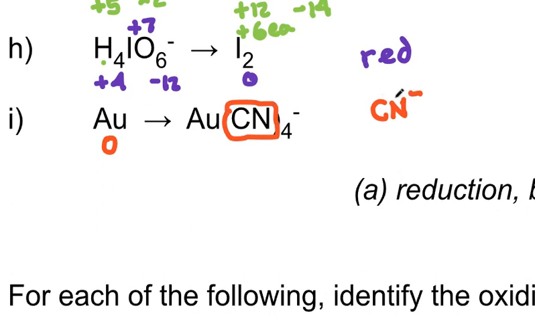We can say cyanide ions are -1. There are 4 of them here, so we have a total of -4 charge from our cyanides, and yet the total for this entire complex is only -1. That means the gold must be contributing +3. So our gold went from 0 up to +3, and if your oxidation state goes up, you have been oxidized.